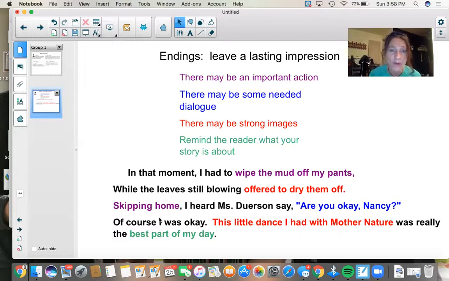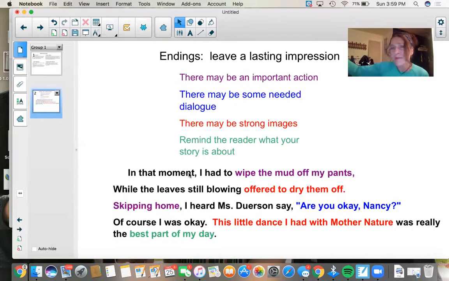Watch. What's in purple is what you see, the movement in the story. What's in red are the images that you can actually see that are strong. And what's in blue is the dialogue that might have happened or talking that might have happened. And what's in green is reminding the reader what my story was really about.